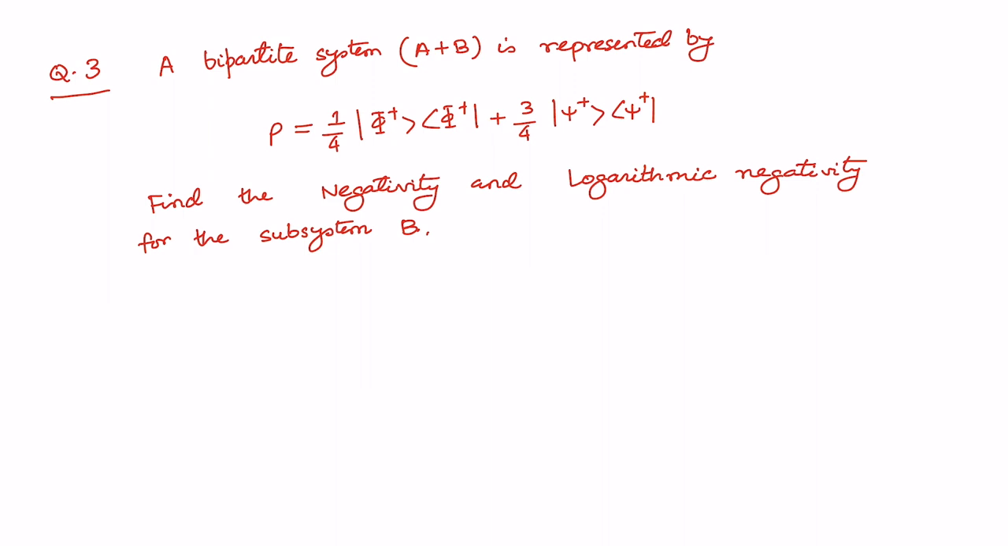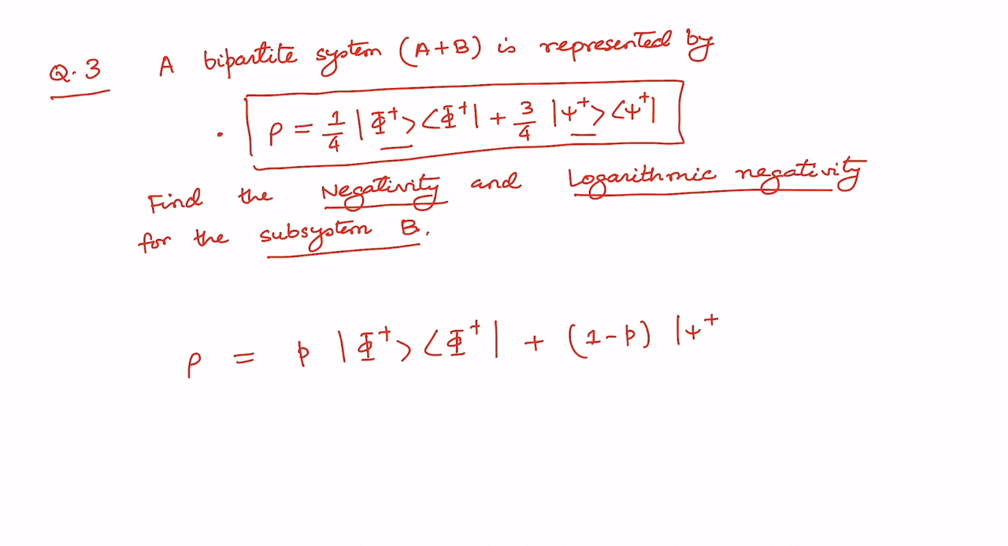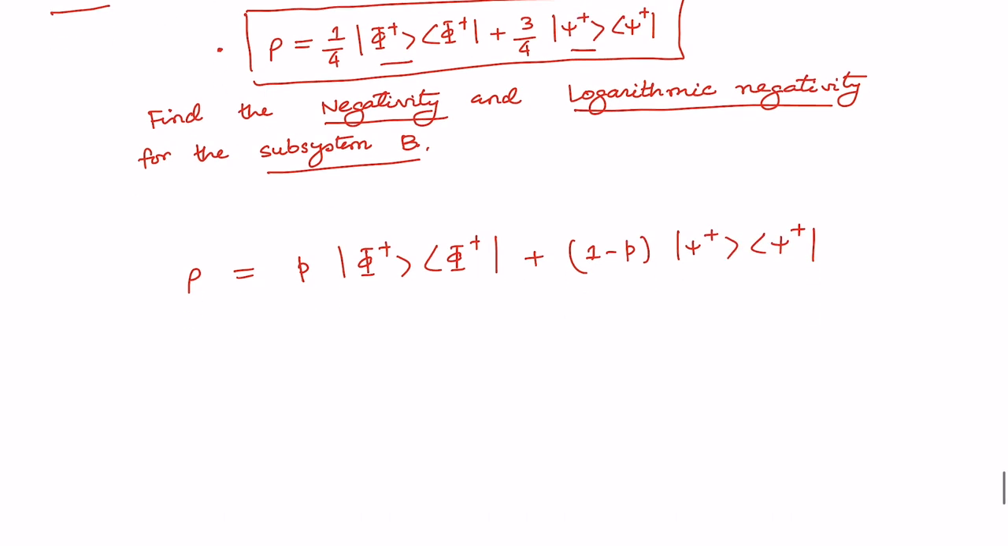Let us now work out this problem. A bipartite system A plus B is represented by this density operator. You are asked to find out the negativity and logarithmic negativity for the subsystem B. As you can see from this density operator, this is a mixed state and it's a collection of Bell state phi plus and Bell state psi plus with probability 1 by 4 and 3 by 4 respectively. To do this problem, let me write this density operator in a general form. Rho is equal to p ket phi plus bra phi plus, and 1 minus p ket psi plus bra psi plus. And here we have p equal to 1 by 4.